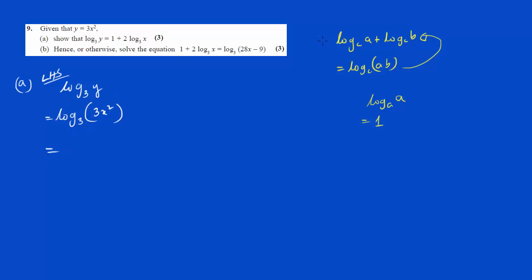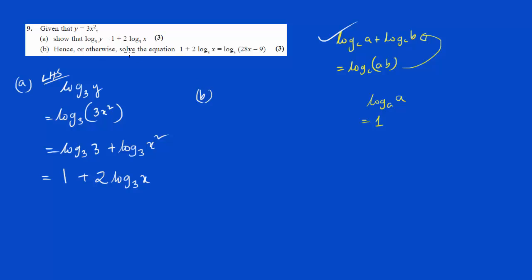So let's use this rule over here and unpack this. So we can write log base 3 plus log base 3 x squared. Now we know log base 3 3 is 1 plus. Now when we have a power in front of a log, we can bring the power in front. So this can be 2 log base 3 x, and we have expressed it like right hand side equal to left hand side. Question number B.